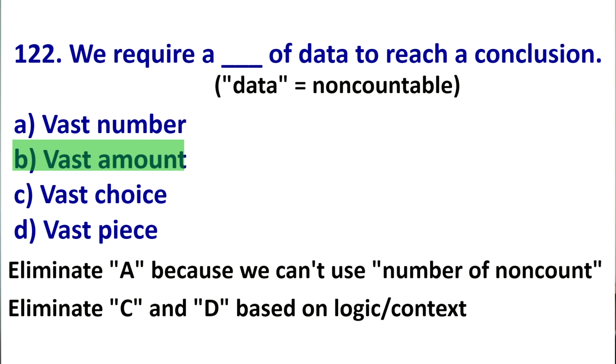So right away we know A is wrong, and we use C and D just for context to say it doesn't make sense. So my answer is B, a vast amount of data, because data is non-countable. So I'm going to use amount and not number.